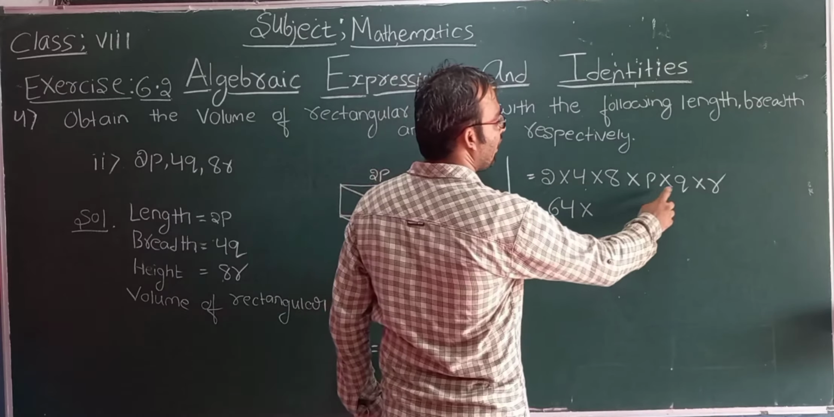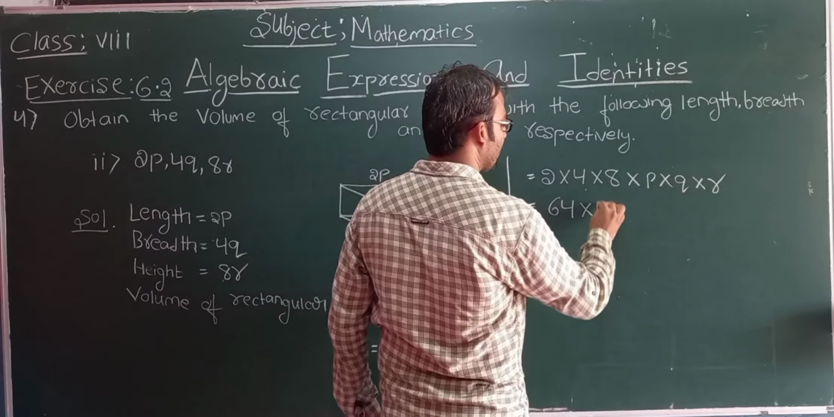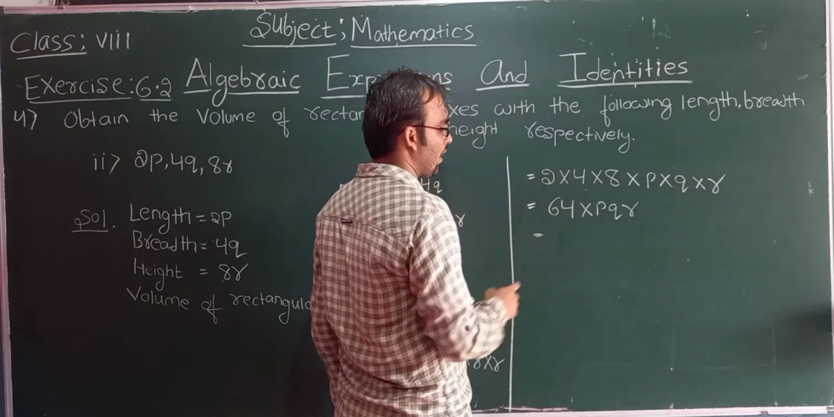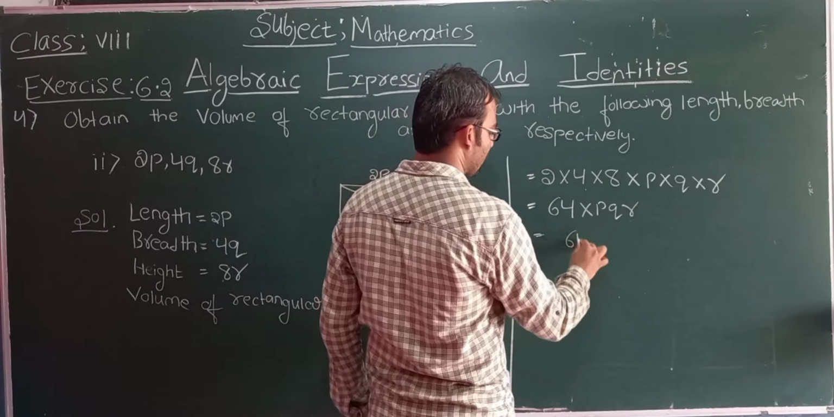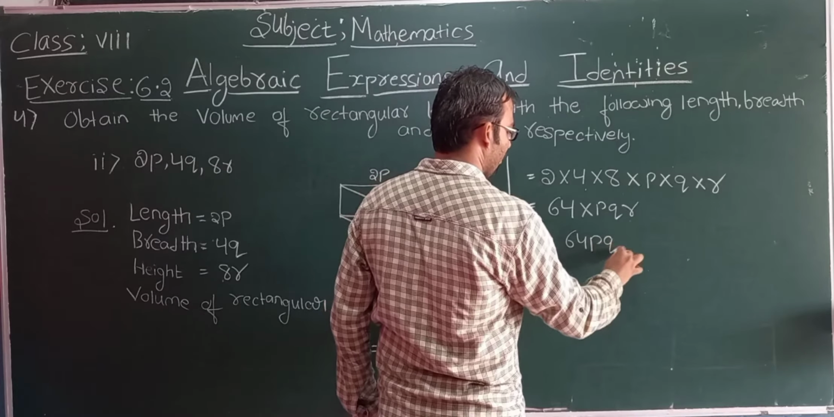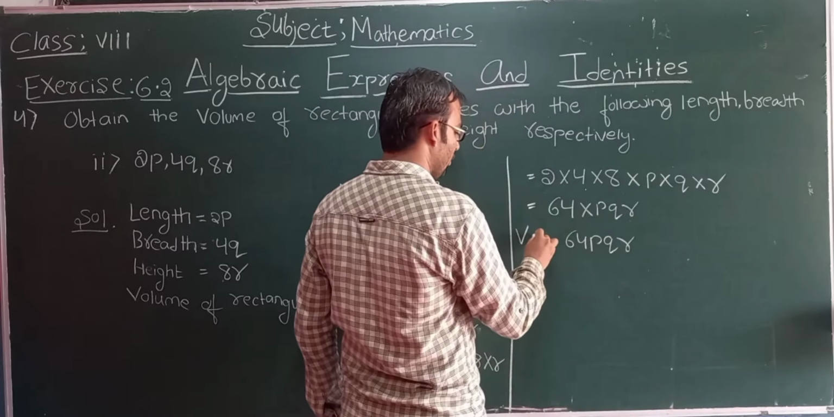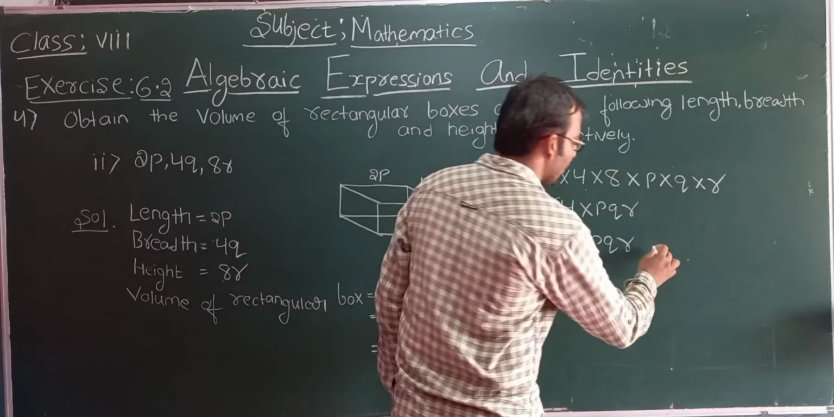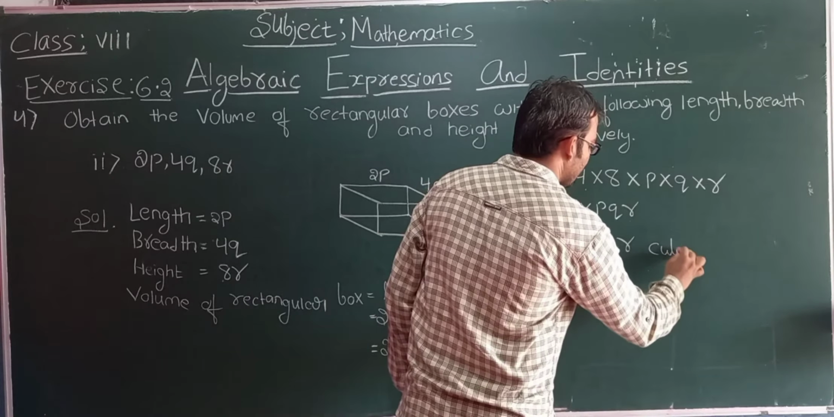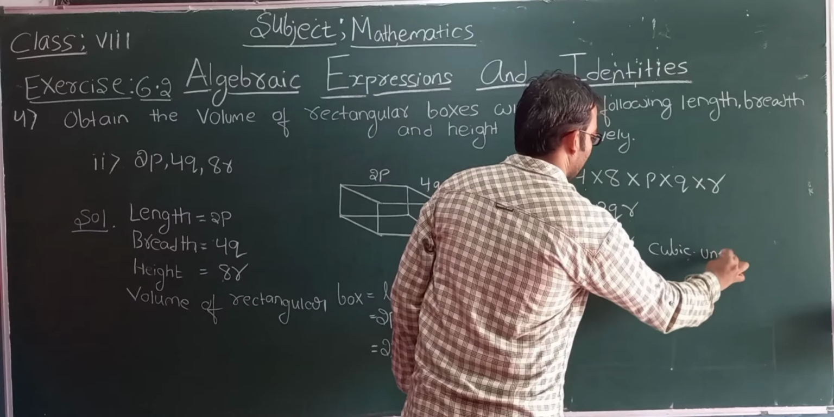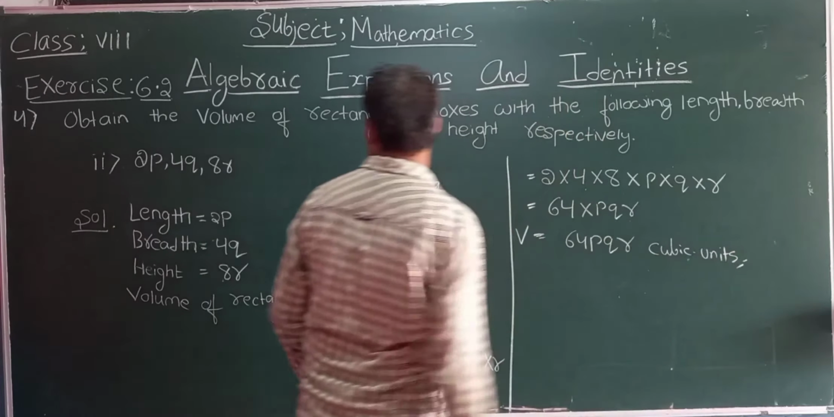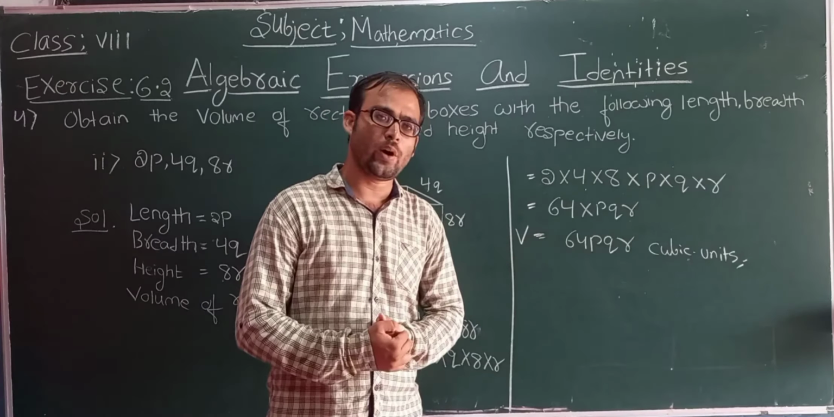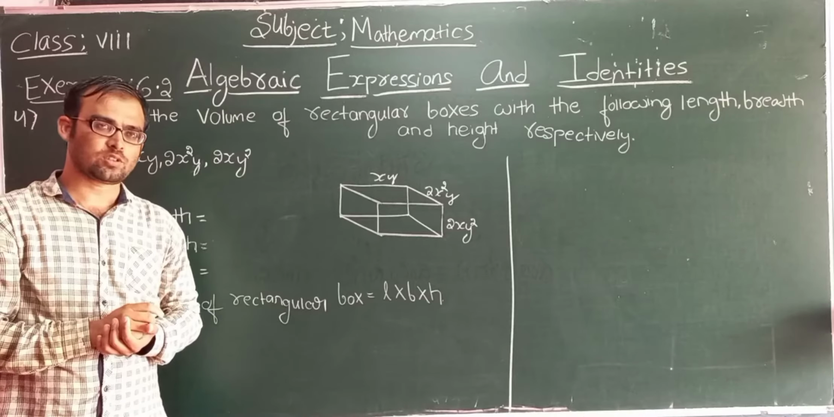Here p into q into r is what? pqr. Now 64 into pqr is 64pqr. So volume is equals to 64pqr. As the unit of volume is what? Cubic units. Okay, the volume of the second problem is 64pqr cubic units. Students, now let us solve third question.